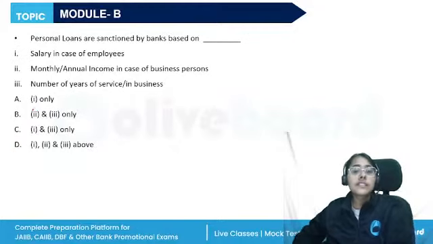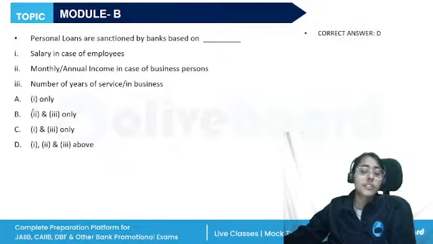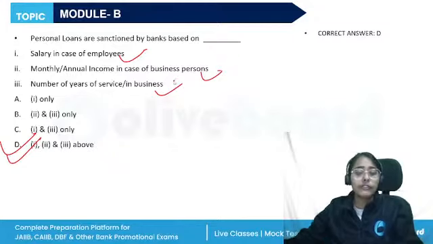Then personal loans are sanctioned by the banks. Personal loans can be for, let's say, any medical expenses or for marriage, or if it's a doctor and they want to open a new clinic, or a lawyer wants to set up an office, anything. So in the case of salary, in the case of employees, monthly or annual income; in the case of business partners, the number of years of service or in business, so option D. Personal loans will be given on the basis of all of these eligibility norms.